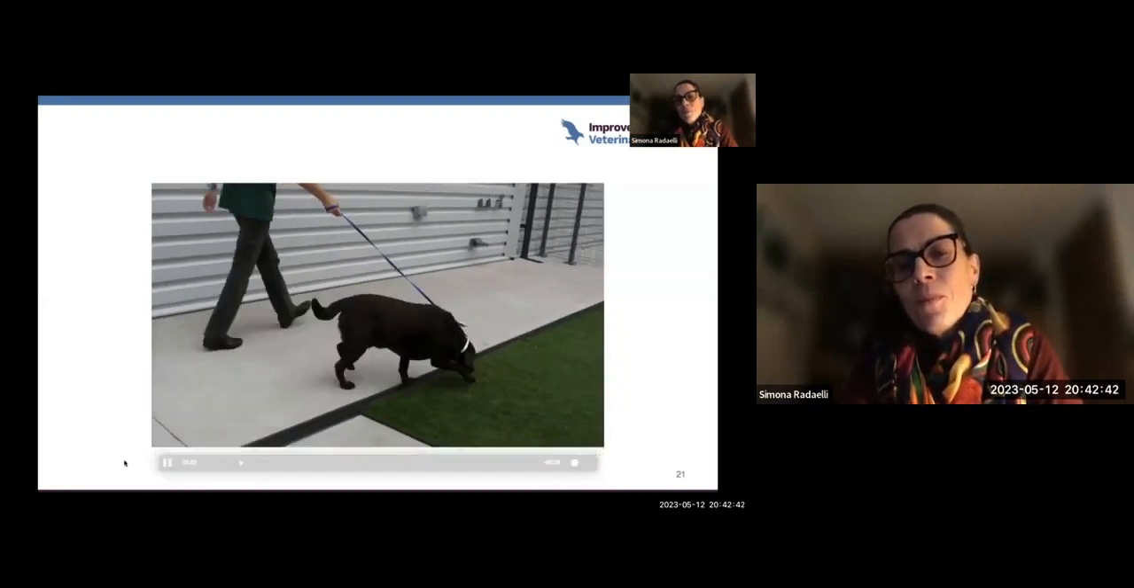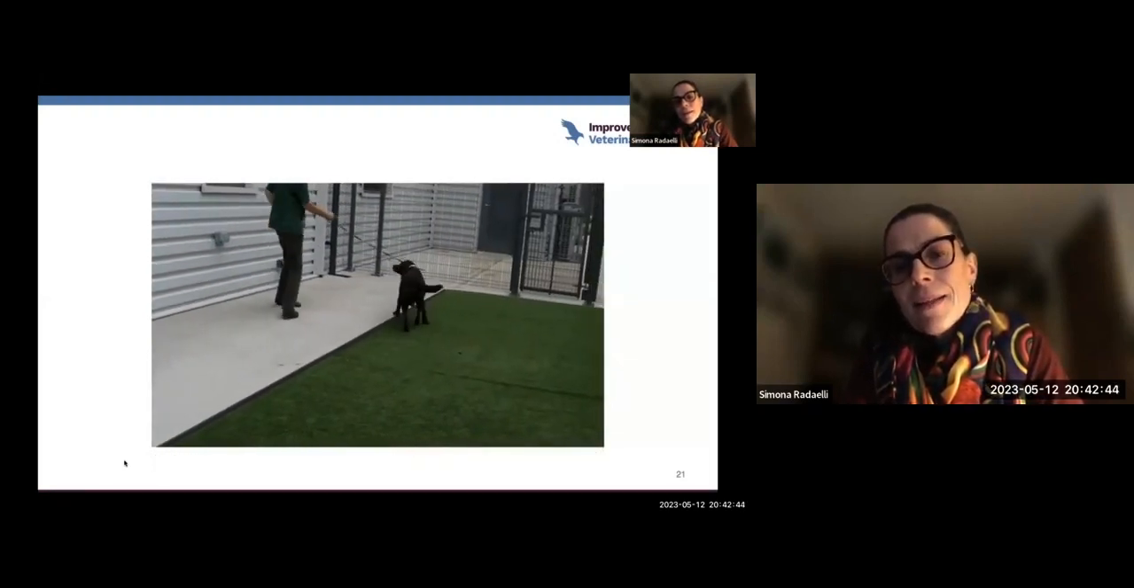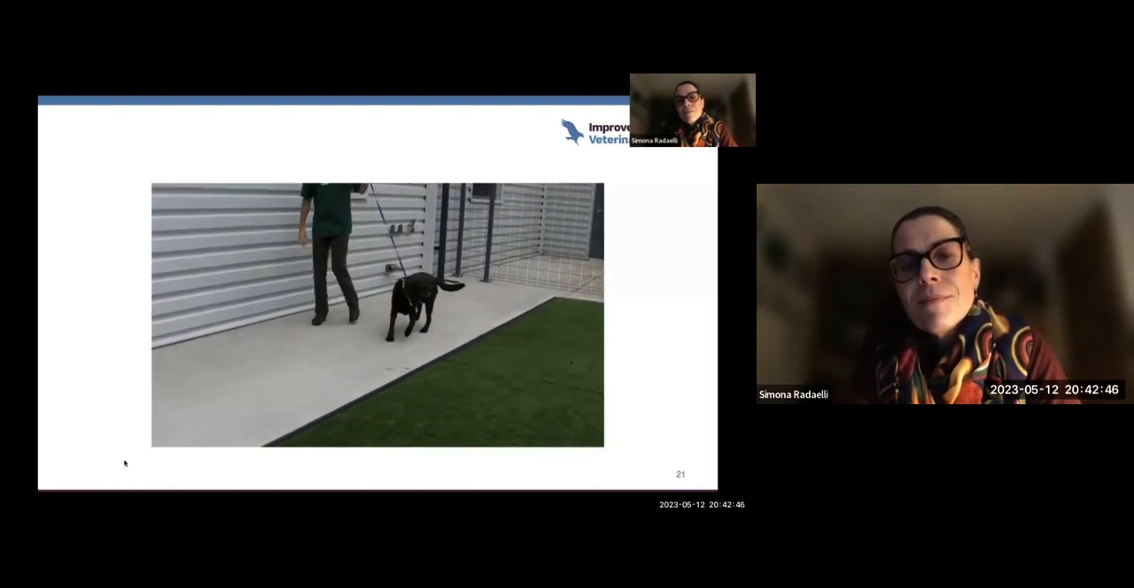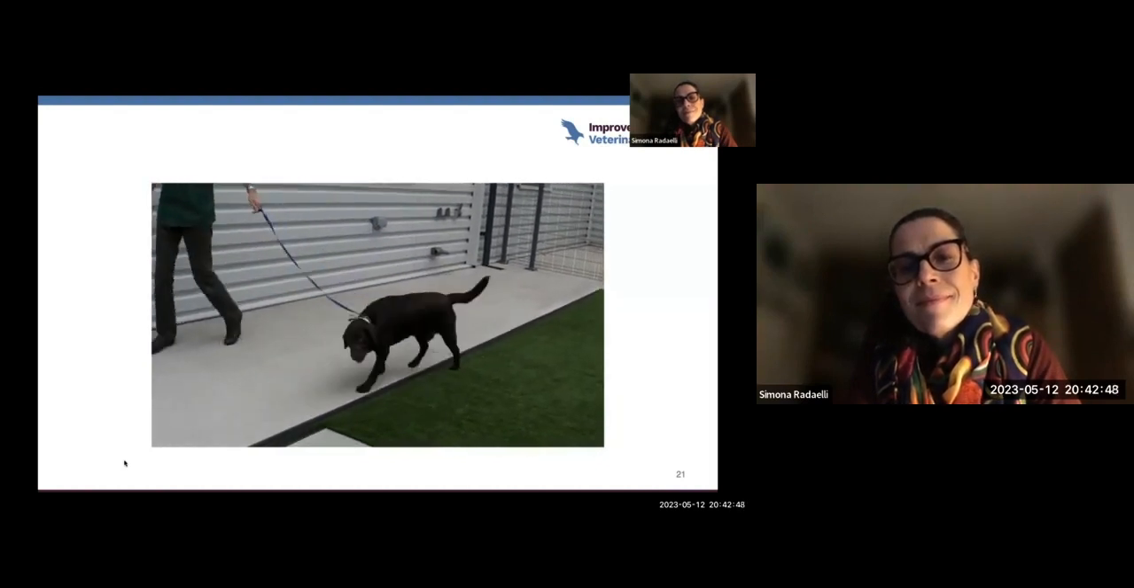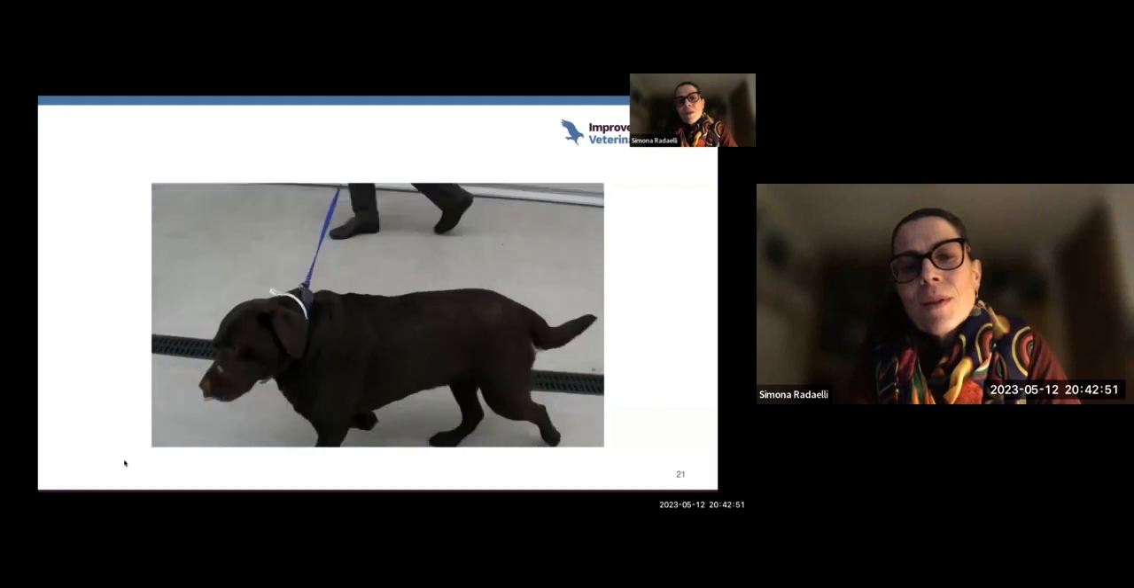A Labrador with right-sided head tilt and ataxia on all four limbs. You can see it will lose its balance.